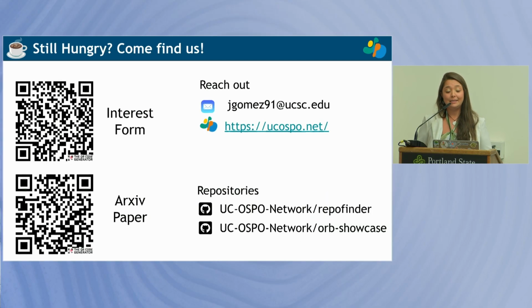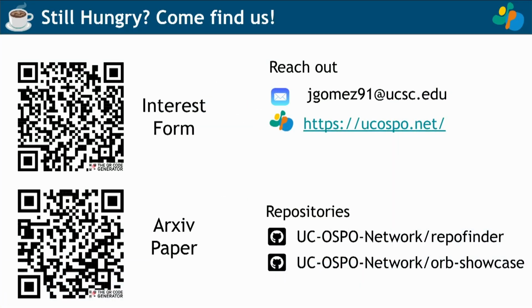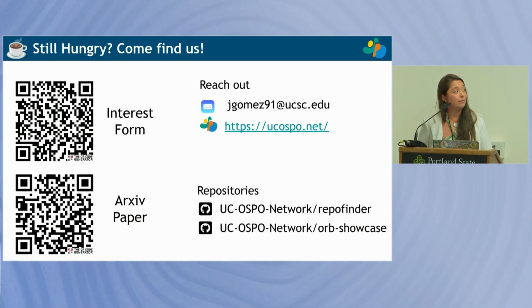Okay, this is my last slide. If by any chance you are at one of the UC campuses, you can fill out this form to appear in our showcase. This is also the QR code to the arXiv paper, same QR code as before, if you're interested. I have a newer version of this paper under submission, so hopefully it will get published, and I will share it in the networks. And if you want to reach out, this is my email. This is also the link to the UC OSPO Network.